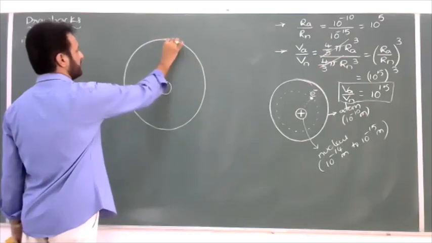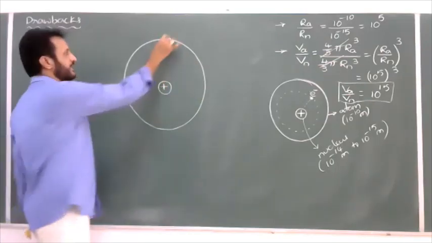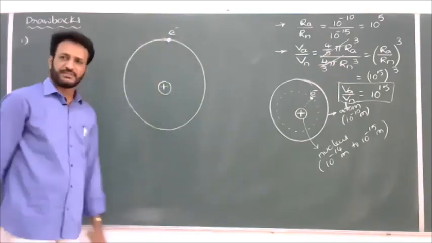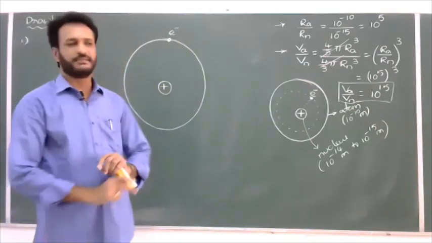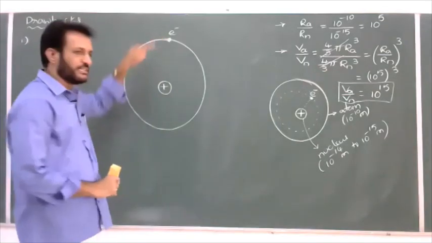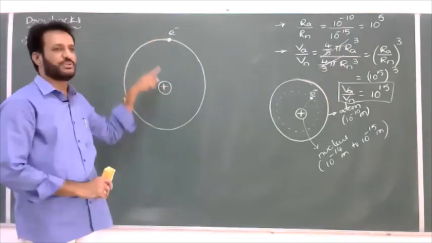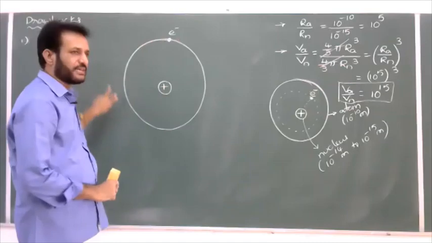So the electron is moving around the nucleus in a circular orbit. Rutherford thought the electron should not be at rest. If it is at rest, what may happen? The electron is attracted by the nucleus and it may fall into the nucleus. That's why the electron is revolving around the nucleus.